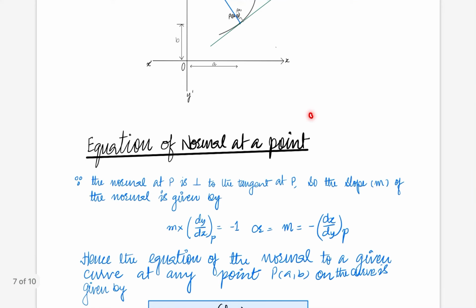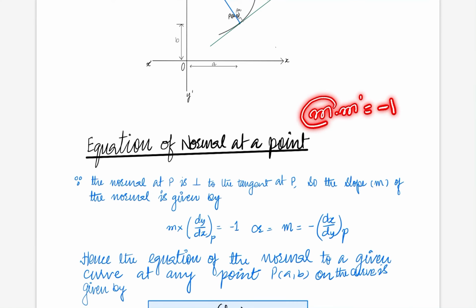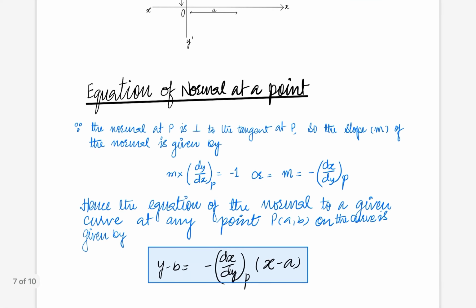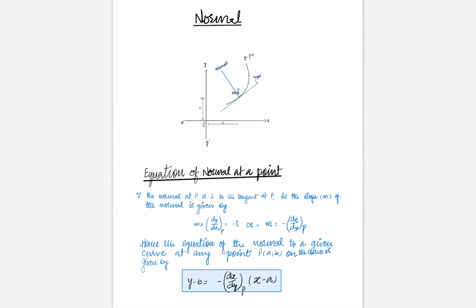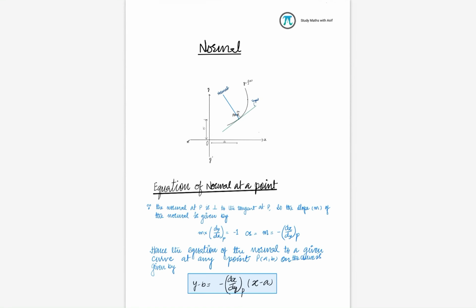We use the formula m times m dash equals -1. If I assume m as the slope of the normal, m dash is the slope of the tangent, which we have seen just before. Put this value, we can find the slope for the normal at the point P. So we can calculate it after taking the negative reciprocal of the slope of the tangent at P. When you follow the steps, this will become the equation of the normal at P. I hope you understand the concept of the normal here. If you don't follow, repeat this video 2 or 3 times.